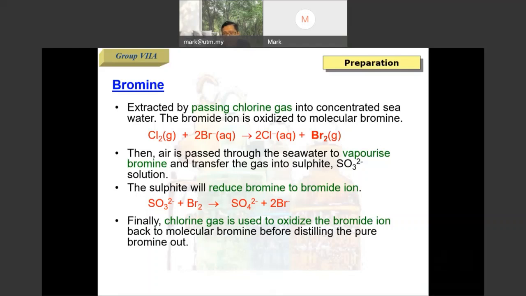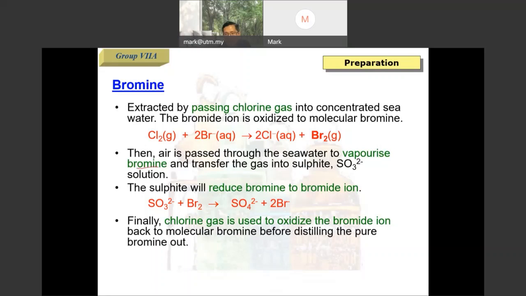You see that bromine is extracted in places where the salt content is very, very high, where you have lakes or water that is stagnant for a long period of time, for instance in the Dead Sea, and in certain areas where lakes have no running outlets. The water vaporizes and the salt content increases in the lake. In those areas it is much easier to use this method to extract bromine. Then air is passed through the seawater to vaporize the bromine.